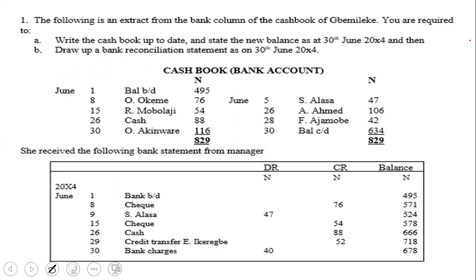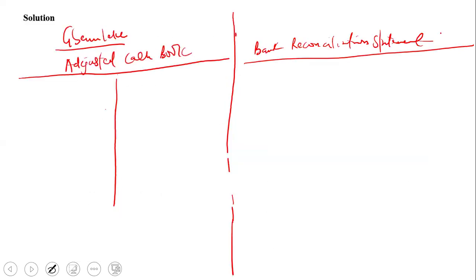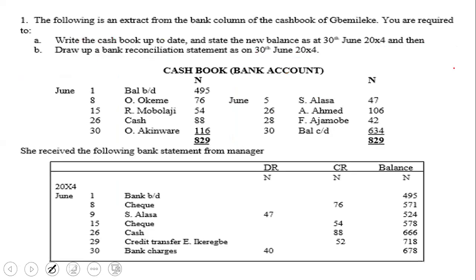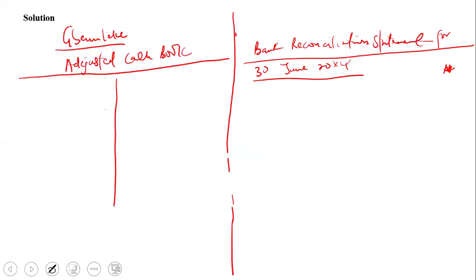There are times, which is very important, when the bank reconciliation statement is dated June 20x4. So let's write the format out. Which currency are we using? Naira.